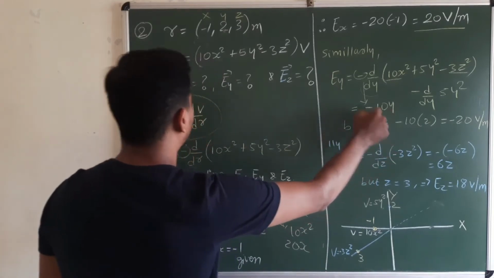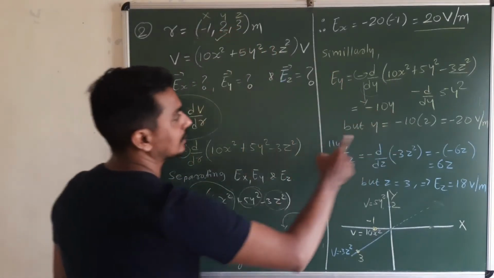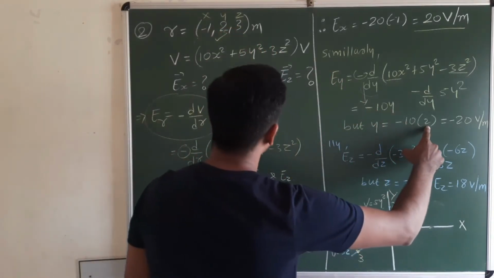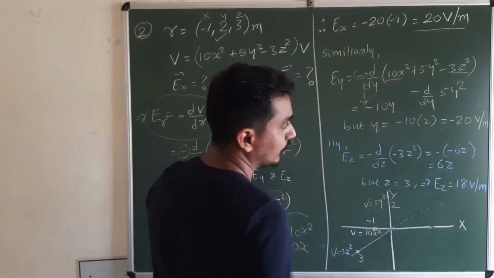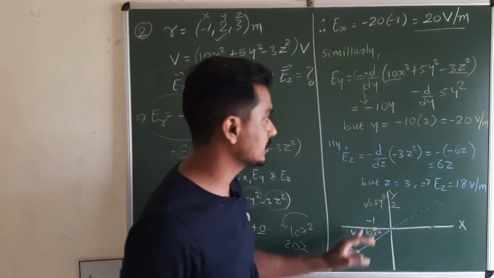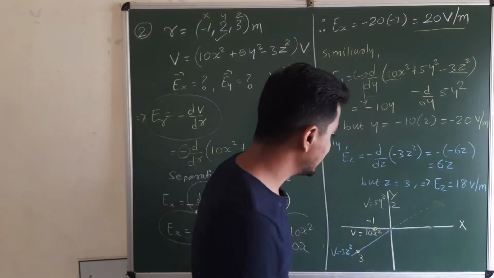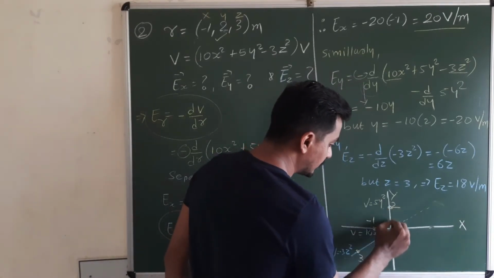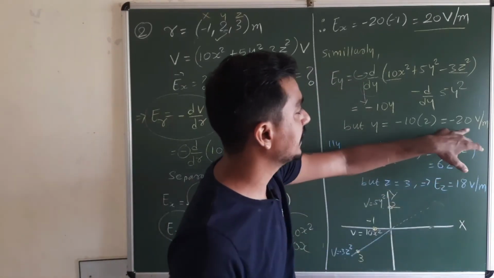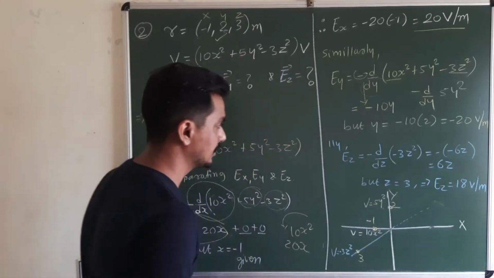But y is equal to 2 is given here. So -10 into 2 is minus 20 volt per meter or minus 20 Newton per coulomb. That is, the electric field at this point from the origin is minus 20 volt per meter.